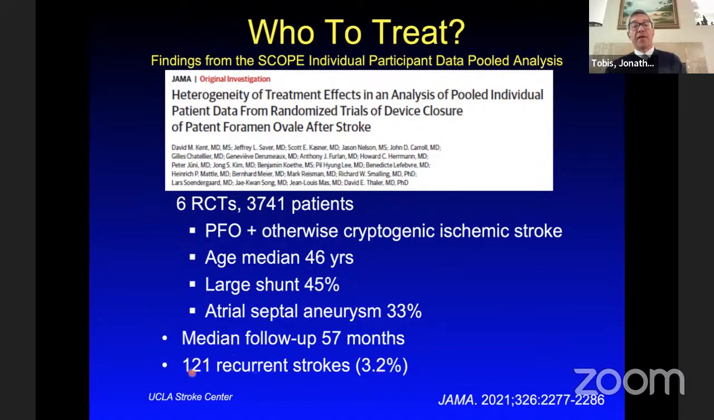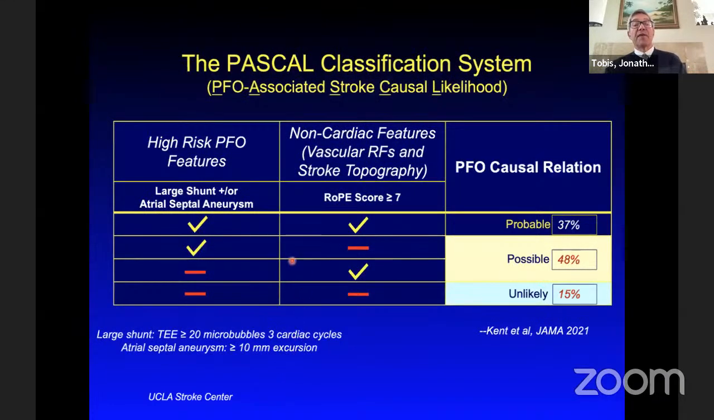And in follow-up, there were 121 recurrent strokes. What they found is that if you identify the risk factors, anatomical risk factors, a large shunt by transcranial Doppler or echo, or atrial septal aneurysm, and you include the RoPE score, which is a measure of the likelihood that they don't have atherosclerotic disease. So the higher the RoPE score, the less likely you have atherosclerotic disease.